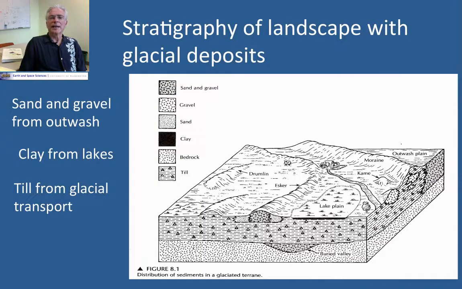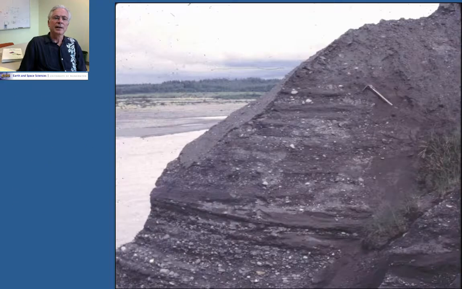Cross-sections through a landscape of glacial deposits show some portions that may look somewhat layer cake, but then there are large deviations from the layer cake associated with eskers, moraines, drumlins, and so forth. And you see that there are regions of clays from lakes and till from glacial transport and sand and gravel from outwash. Here's a contemporary example in Alaska of mixed till and fluvial deposits.